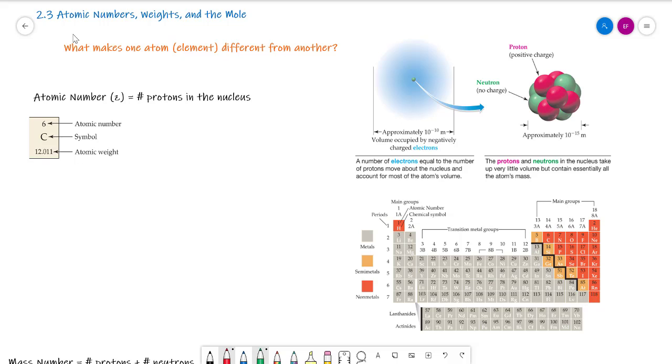Okay, welcome to video 2.3, separate section of chapter 2. We're going to talk about how differences in the number of protons, neutrons, and electrons, which are these three atomic particles that we just introduced, constitute different elements or atoms. In other words, if we were to frame this as a question, what makes one element different from another on the basis of their subatomic particle makeup?